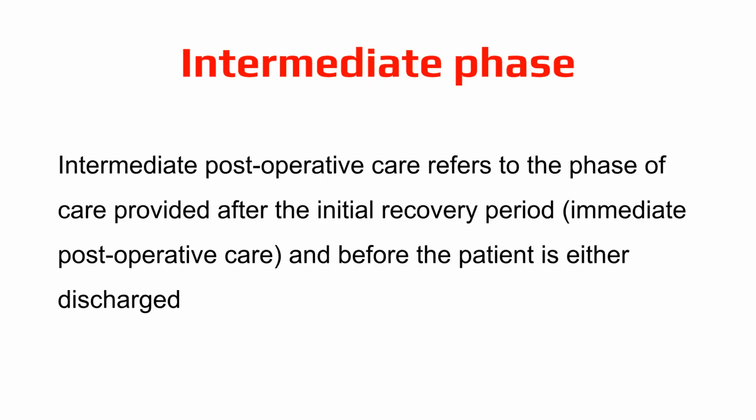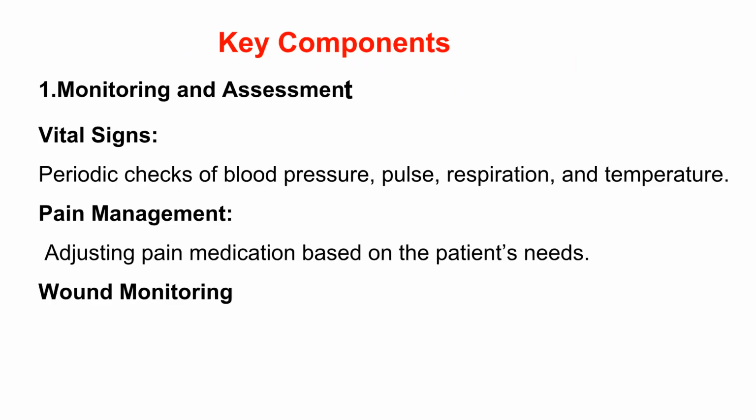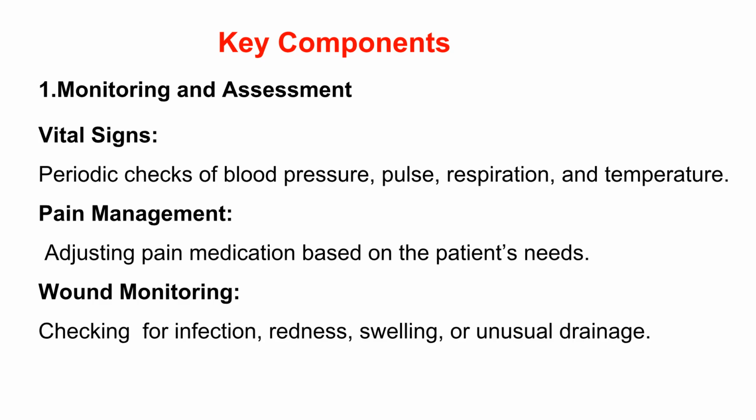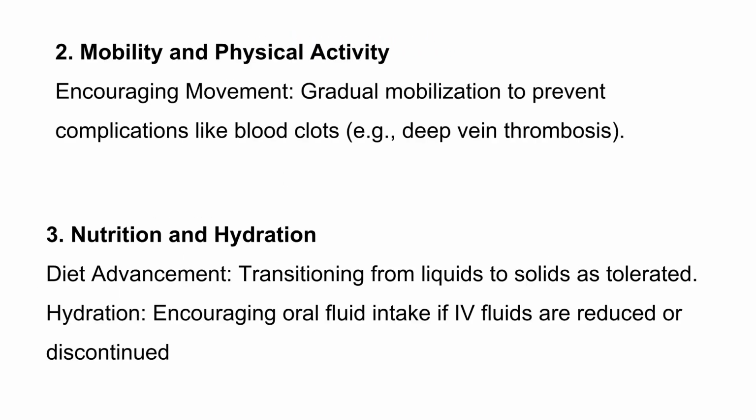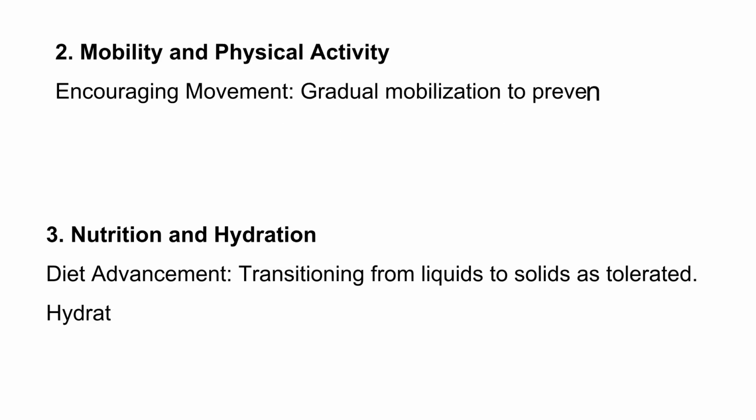The intermediate postoperative phase is after the initial recovery period and before the patient is discharged from the hospital. Key components of the intermediate phase include periodic checks of vital signs and adjusting pain medication. Wound monitoring checks for infection, redness, swelling, or unusual drainage. The patient is encouraged to gradually move to prevent complications like blood clots. Nutrition and hydration involve transitioning from liquids to solids and encouraging oral fluid intake.